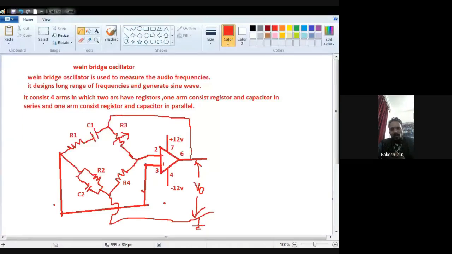The third and fourth arms consist of two resistors, in which one resistor we choose as variable, like here in this figure. R1 and C1 are in series, resistor and capacitor. R2 and C2 are the parallel combination of resistor and capacitor. In one arm R3, a variable resistor, is connected, and R4 resistor is connected in the fourth arm. This variable resistor R3 and R4 are connected, and after the connection, they are connected with the inverting pin of the operational amplifier, that is the second pin.